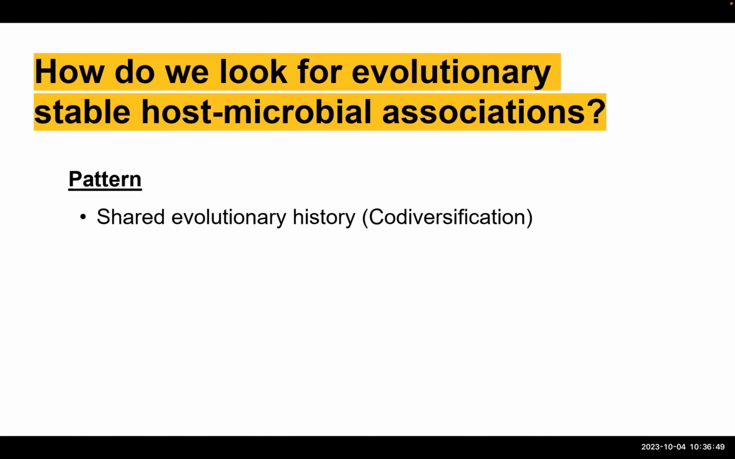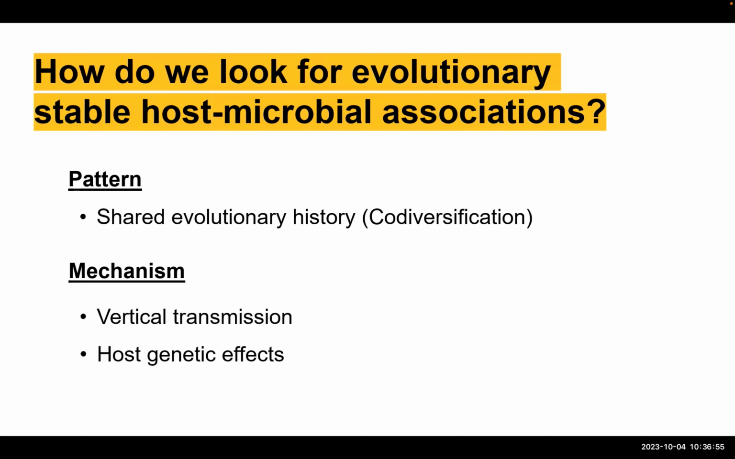One way is to look for patterns, patterns of shared evolutionary history, which creates the opportunities for coevolution. And another way is to look for mechanisms. Say vertical transmission or host genetics can generate this pattern. So I'll touch on these topics today.